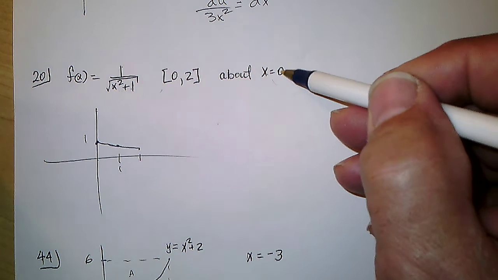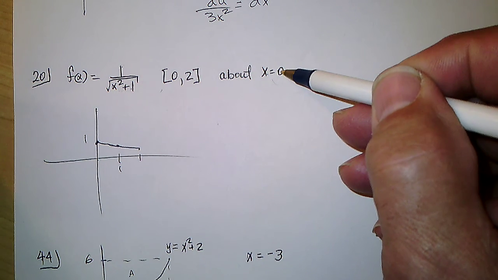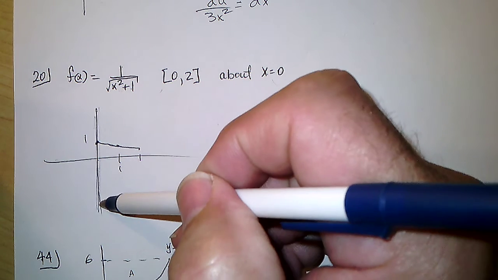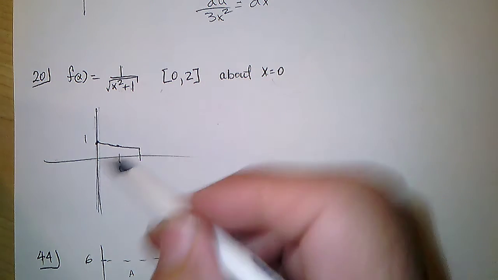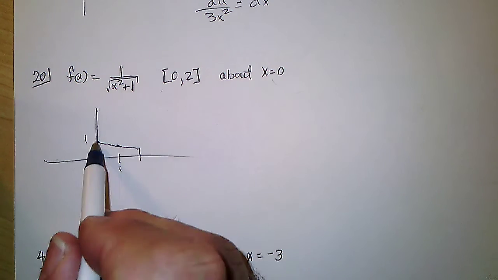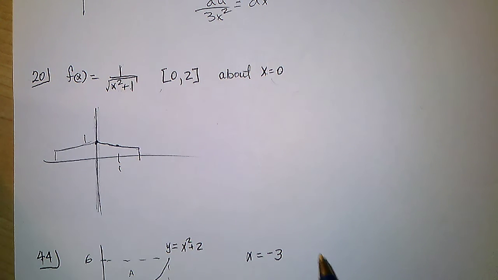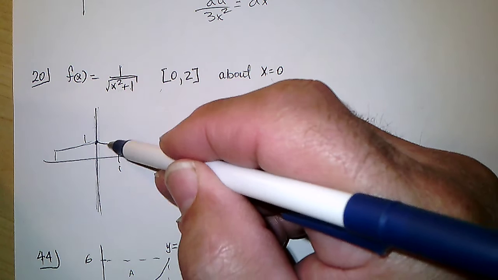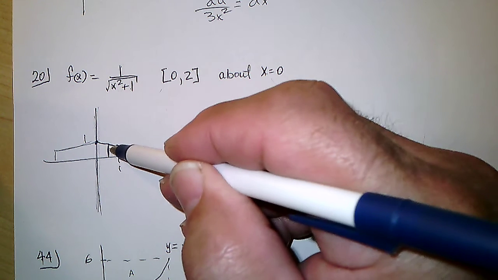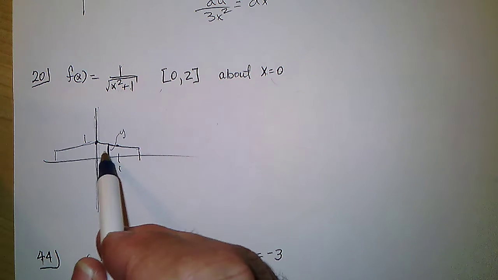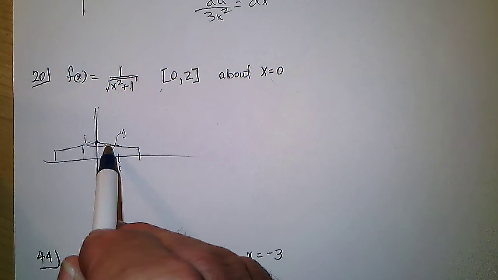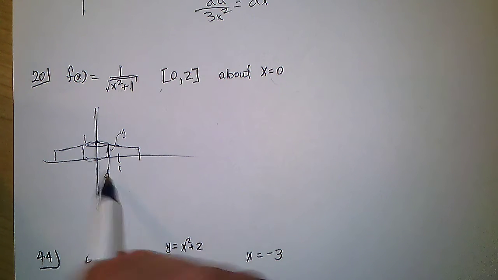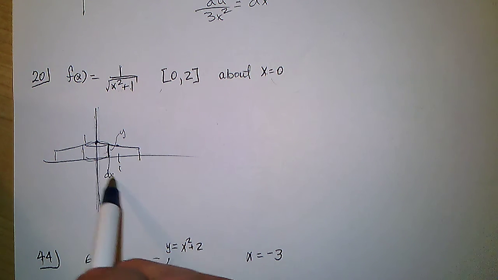We're spinning this about x equals 0. X equals 0 is that line. So its reflection over that would be over here. The slice for the shell method would be parallel to x equals 0, something like this, which is going to be a y high. The ring that we get will be this way. The thickness of the slice will be sideways, dx.